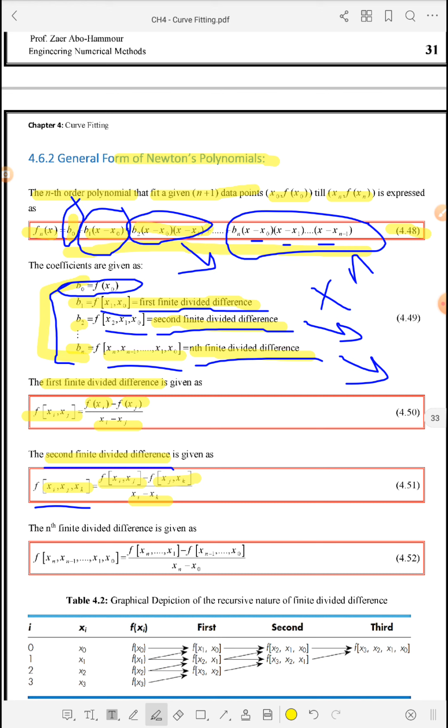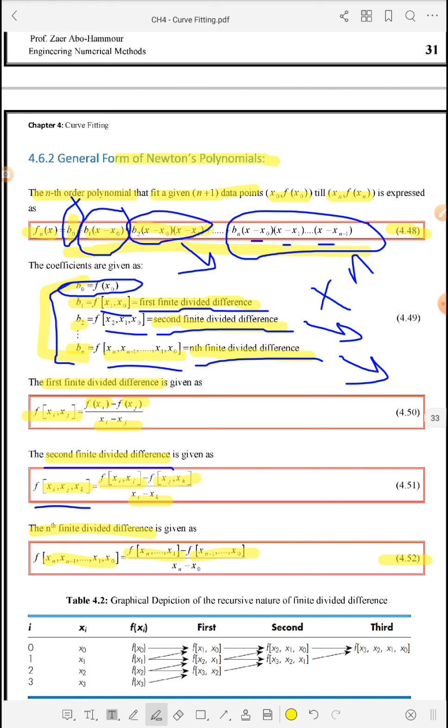So how can we generalize this process for any order of the divided difference? I will explain it in equation 4.52. In equation 4.52, this is the general formula of the nth order divided difference. An nth order divided difference should use n plus 1 data points, and it's the difference of two n minus 1 order divided differences. This is the first divided difference of order n minus 1, and this is the second divided difference of order n minus 1.